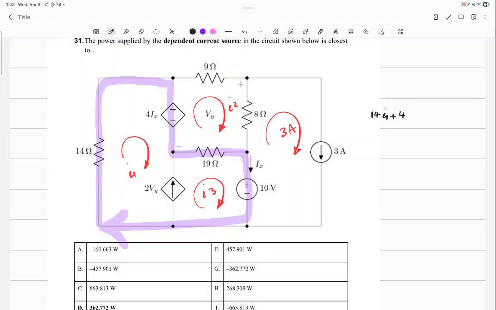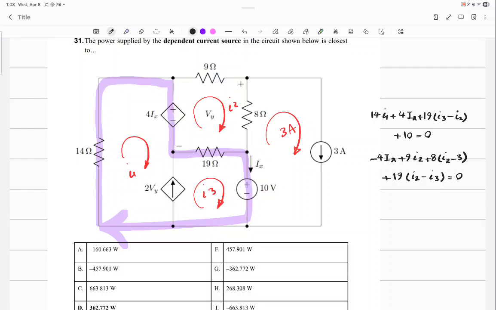14I1 plus 4IX plus 19 times (I3 minus I2) plus 10 is equal to 0. That's one equation. Can I write one around I2? Yes. Negative 4IX plus 9I2 plus 8(I2 minus 3) plus 19(I2 minus I3) is equal to 0. That's my second equation.